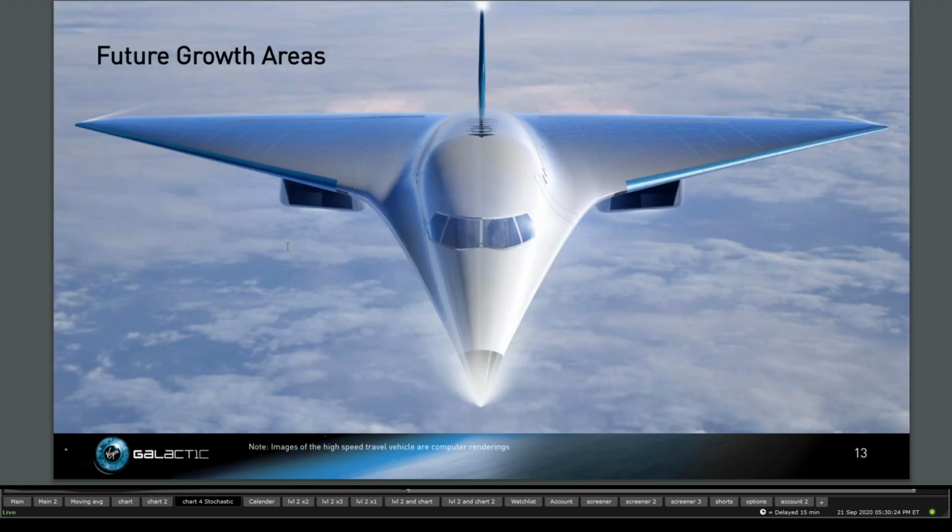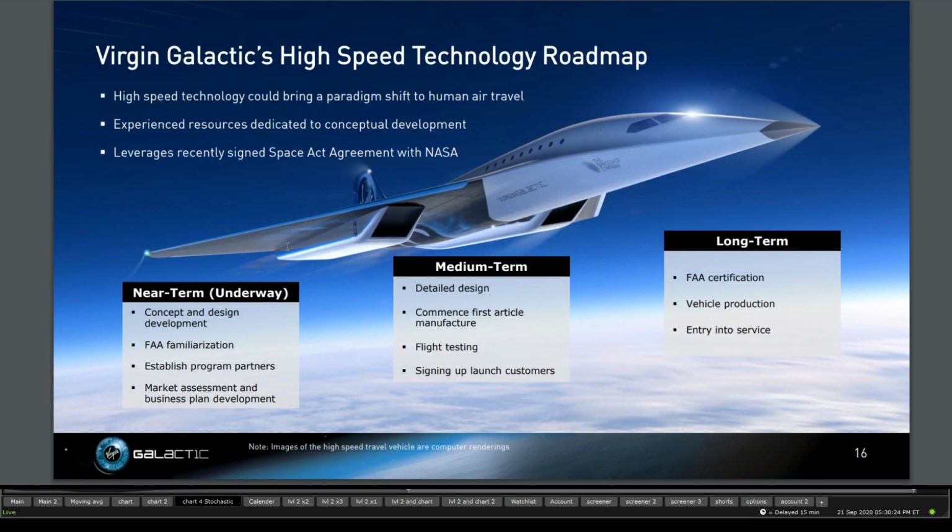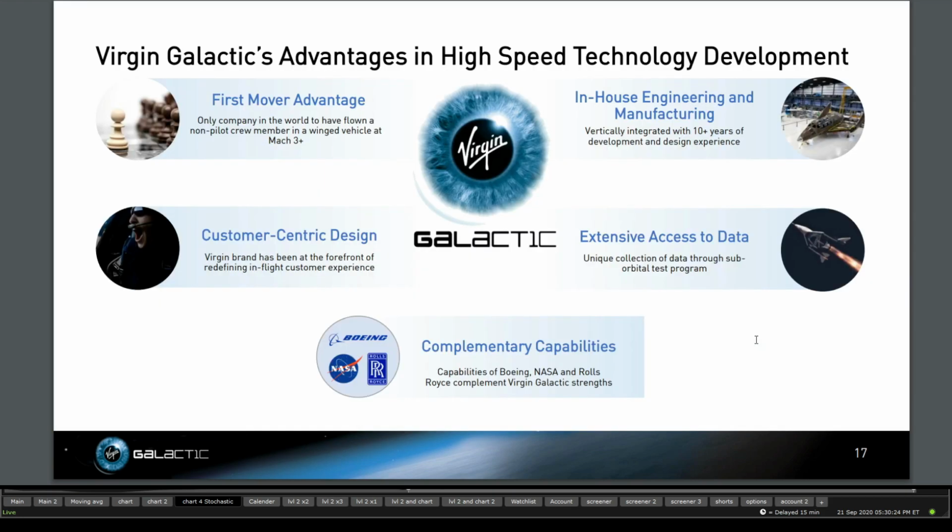If we were to look down into, let's say, what are the next catalysts coming in? In the near term, we get concept design and development, the FAA familiarization, established program partners, market assessment, and business plan development. Medium term, we get detailed design, commence first article manufacturing, flight testing, signing up launch customers. Long term, we get FAA certification, vehicle production, and entry into service.